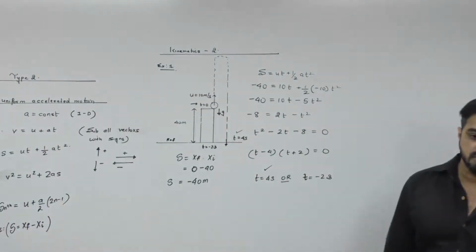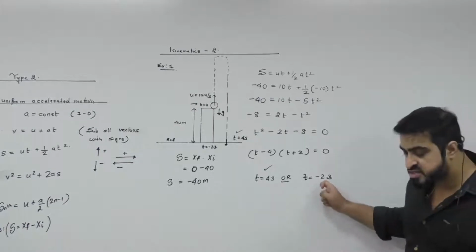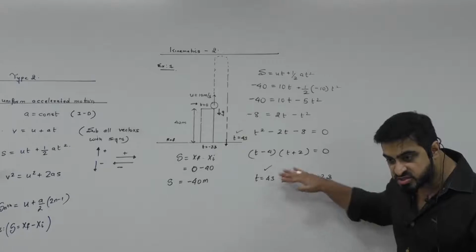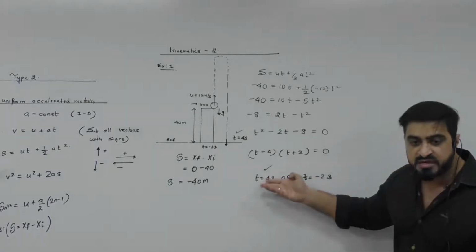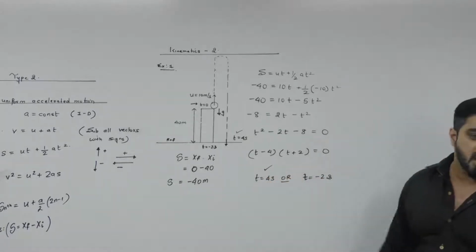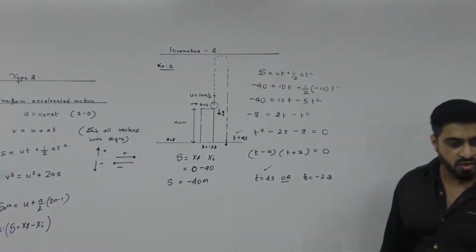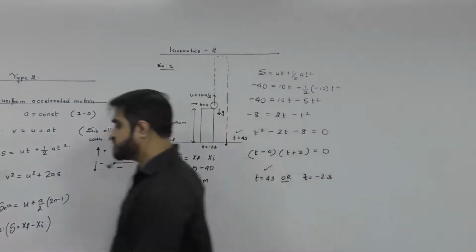You understand what's happening? So this is the significance of minus time. It is not wrong. This is before the event occurs. This is after the event occurs, and we are only interested in after the event occurs. After time 0, before time 0. Got it? Start writing.